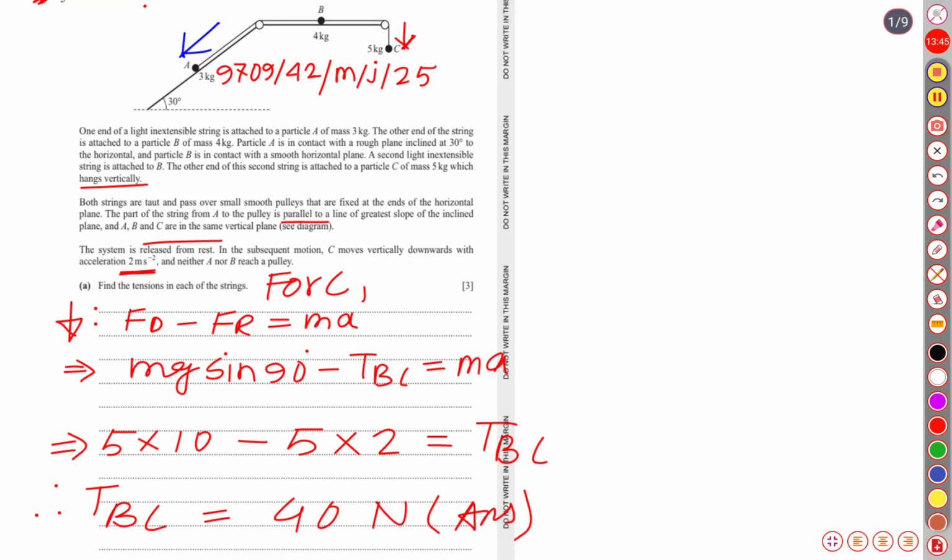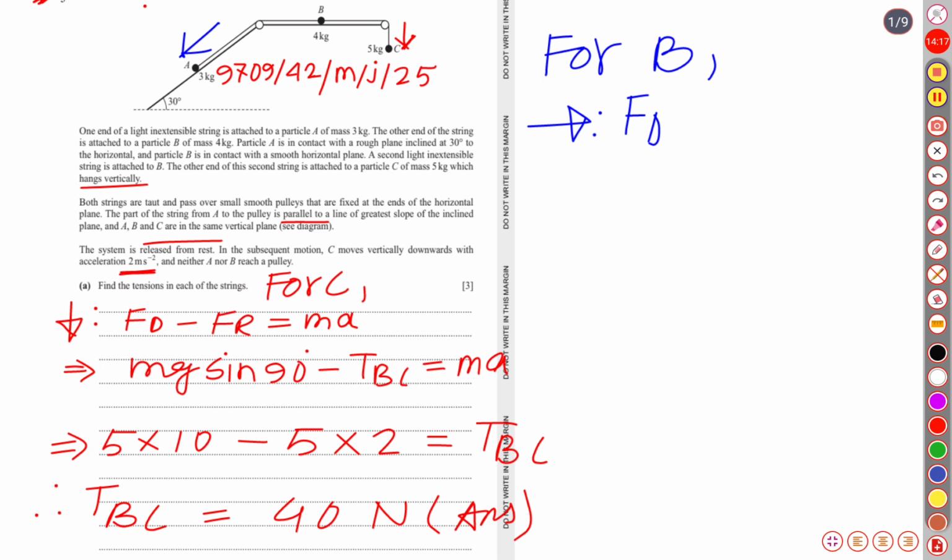Well, so for AB, we will consider the particle P. So let us write for the particle B. For particle B, it is moving horizontally onward. The concept is always the same. For finding tension or an acceleration, we apply Newton's law of motion.